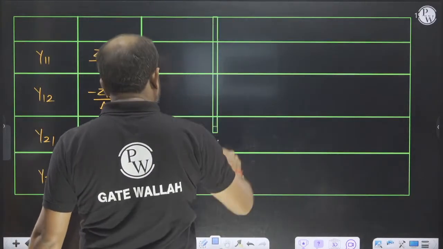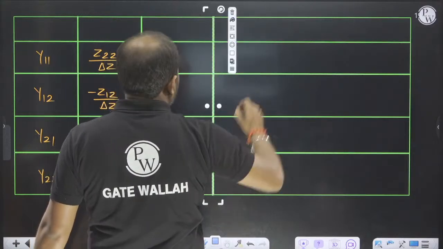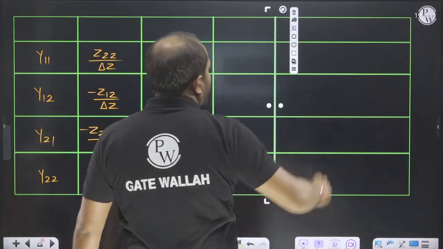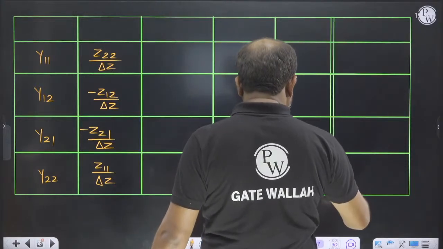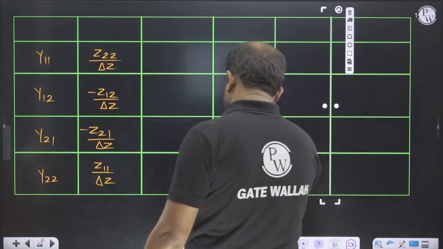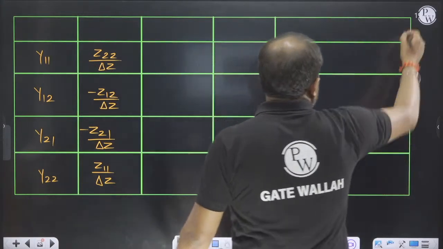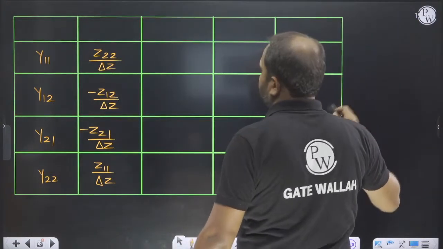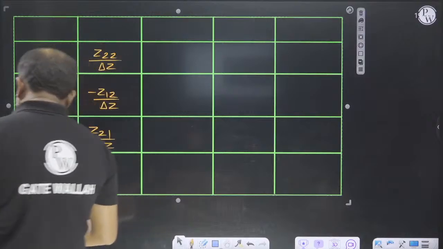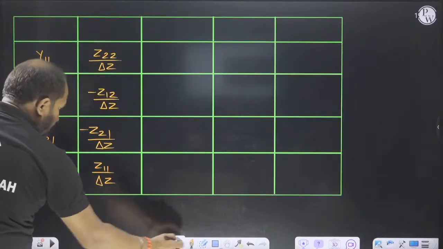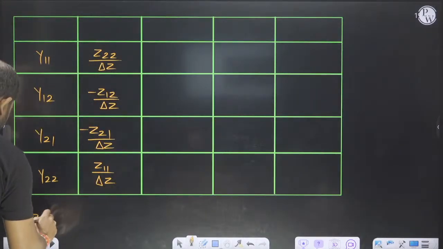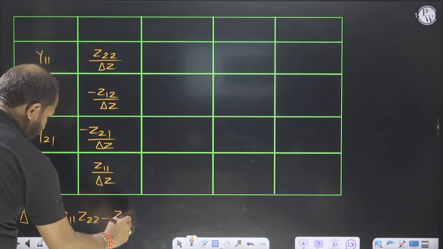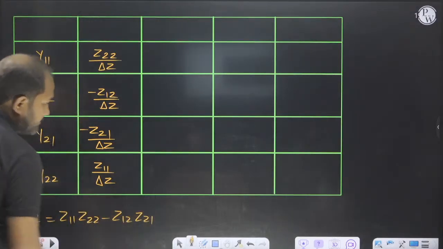In terms of H parameter, I have to derive. In terms of ABCD parameter, I have to derive. In terms of Z parameter, I have to derive. Okay, so I have to derive in terms of Z parameter, H parameter, and ABCD parameter. Here delta Z means Z11 Z22 minus Z12 Z21.